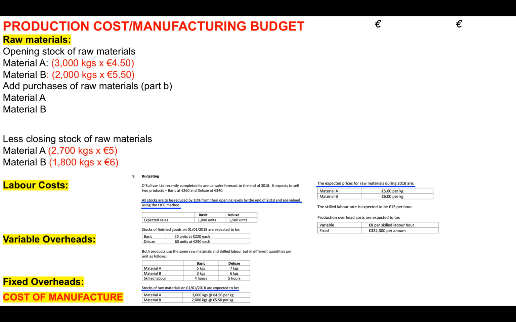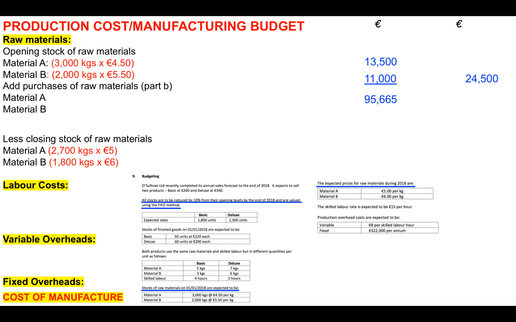So let's look at the information that I'm going to use from the question in order to make this. All stocks are to be reduced by 10% from their opening levels by the end of 2018 and are valued using the FIFO method, so first in, first out, as I've just mentioned. Stocks of raw material at the start of the year are expected to be material A 3,000 kgs at €4.50 per kg and 2,000 kgs material B at €5.50. So we work all that out, and in total the opening stock is valued at €24,500. So we've used that this year, so it's going to be included in the cost.